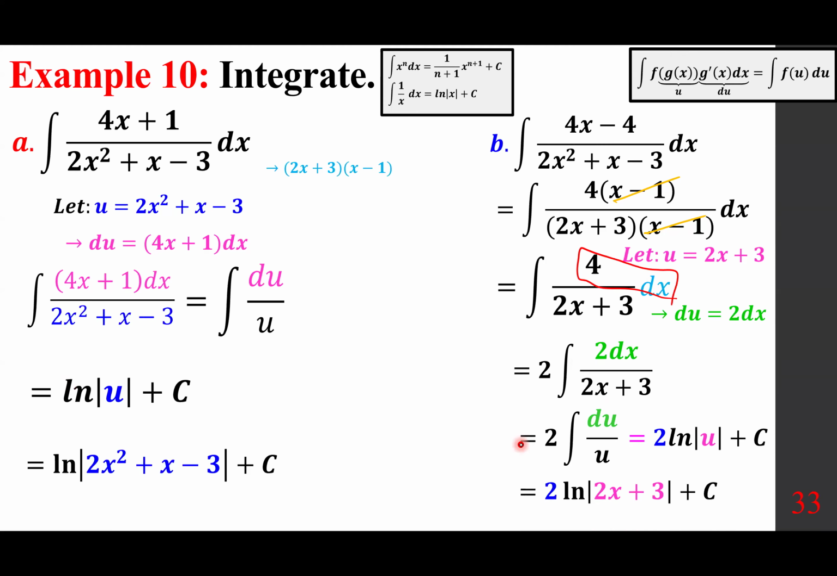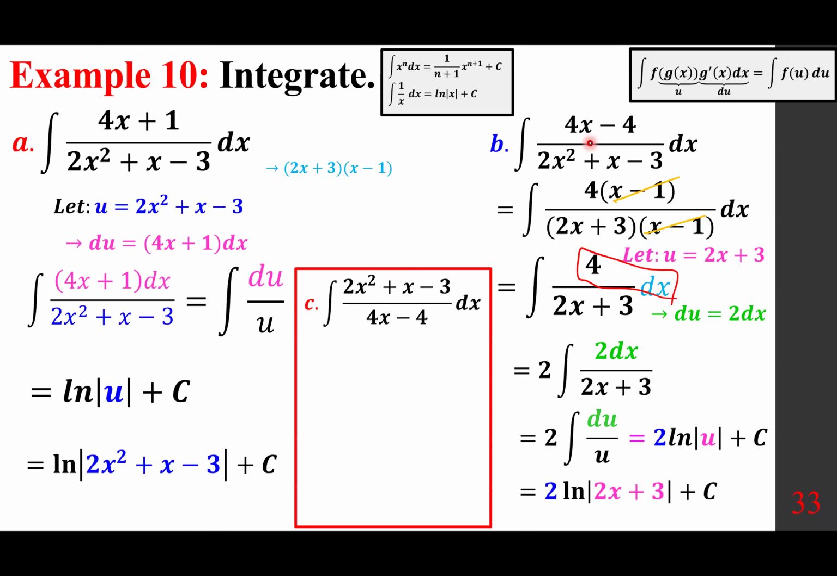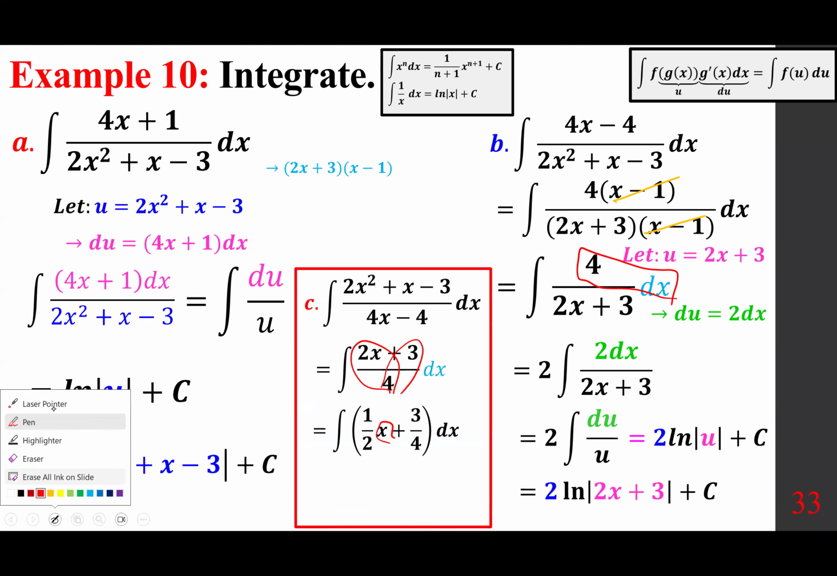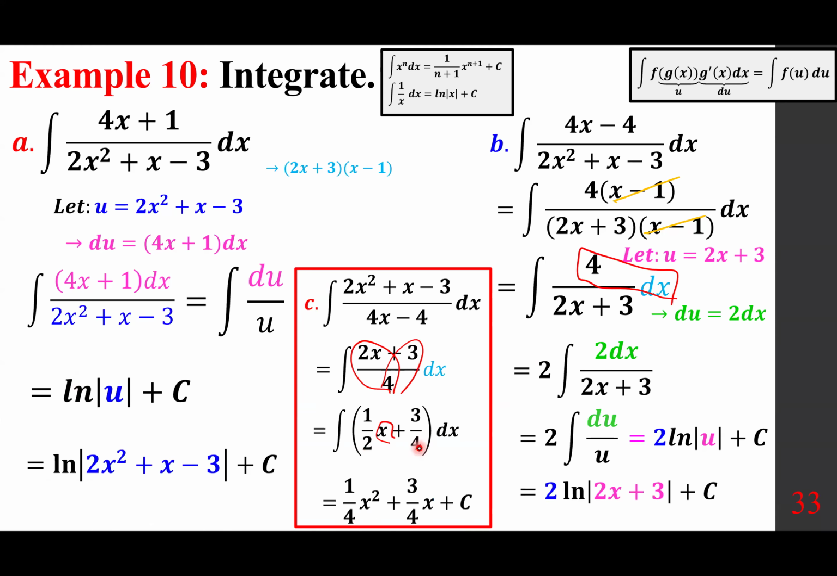Now, what happens if we have the reciprocal? If you have a reciprocal of this, we have to do long division. If you have a reciprocal of this, well, then we have a reciprocal of that because the common factor drops. This is half of x. This is 3/4. x itself is half of x squared. When you integrate, you get 1/4 x squared, 3/4 x, plus a constant, you're done.